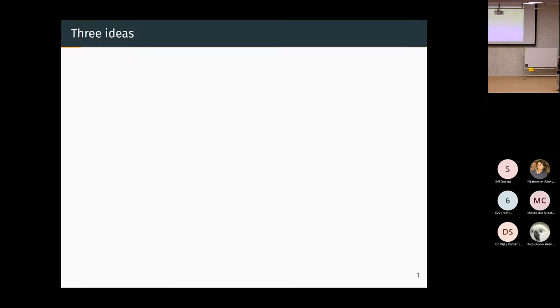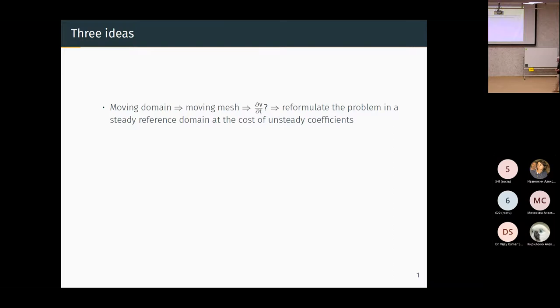So I will give three ideas. These ideas are not new. We just take them from different sources and combine them to get a stable scheme. The first idea is, since we are dealing with moving domains, numerically we have to deal with moving meshes, right? If the meshes are moving, then we have problems applying the method of lines. The method of lines allows you to apply separately differentiation in time and differentiation in space. But if your mesh is moving, you cannot take a finite difference of du over dt.